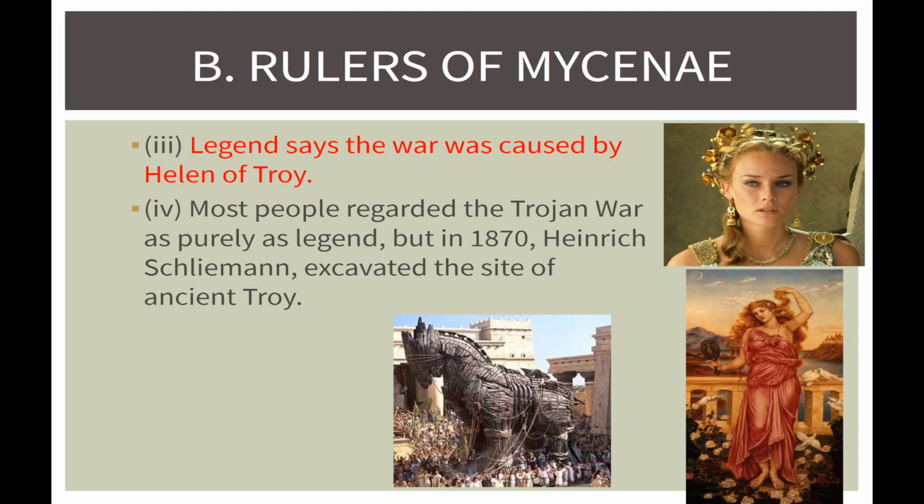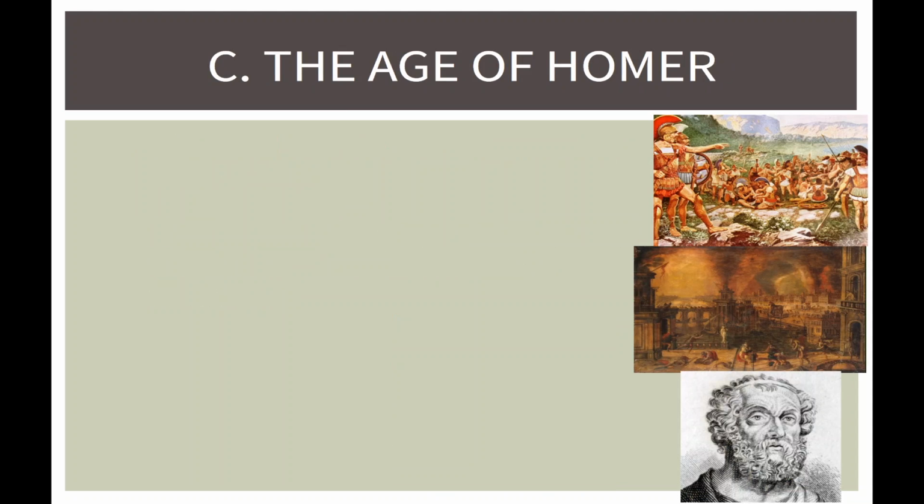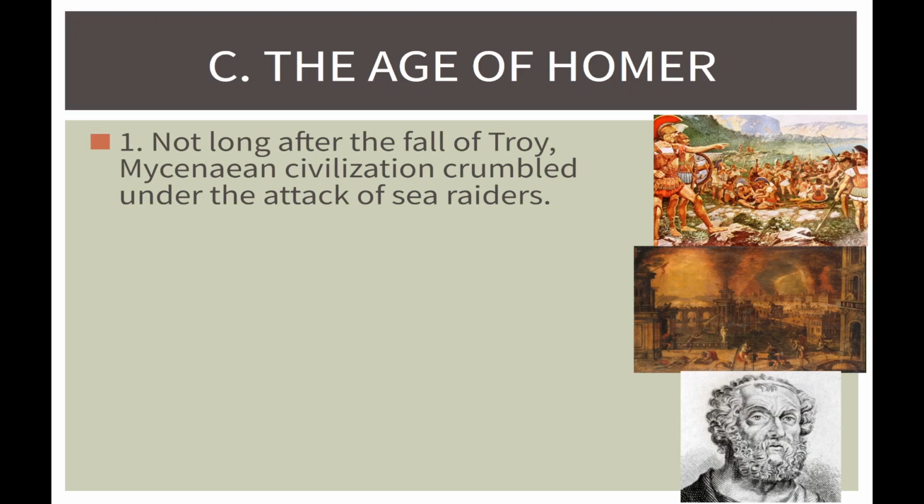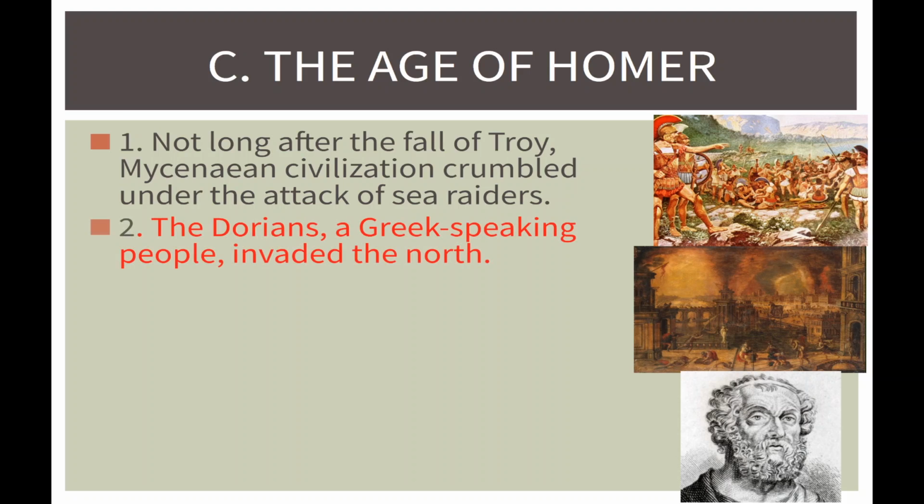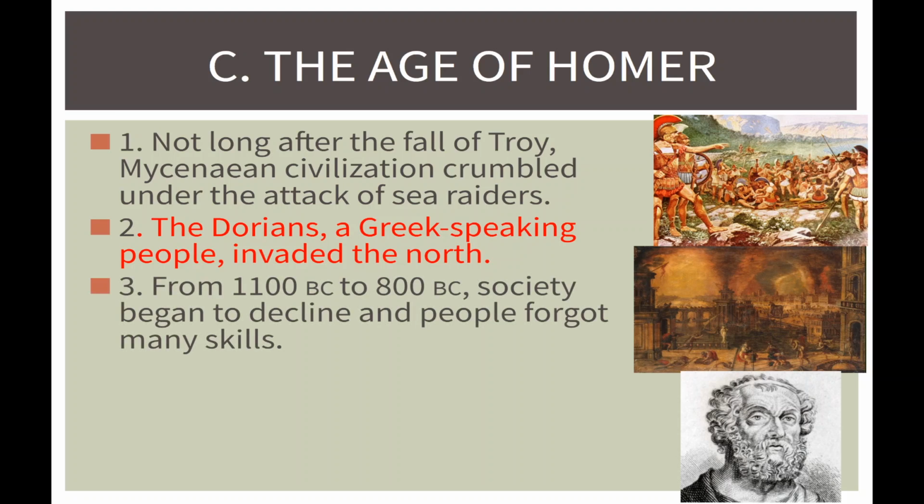Now again, most people thought that this was completely legendary until 1870 when Heinrich Schliemann excavated the ancient city of Troy. So not long after the fall of Troy, the Mycenaean civilization itself crumbled and was destroyed. The Dorians, a Greek-speaking people, invaded that northern area. From about 1100 to 800 BC, society began to decline. People forgot most of their skills.